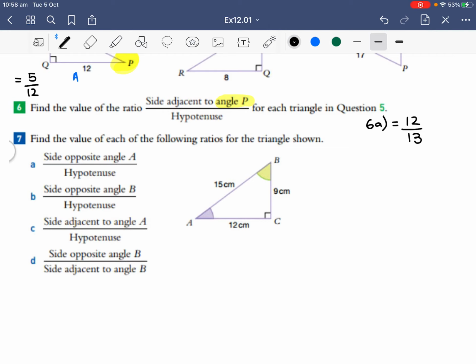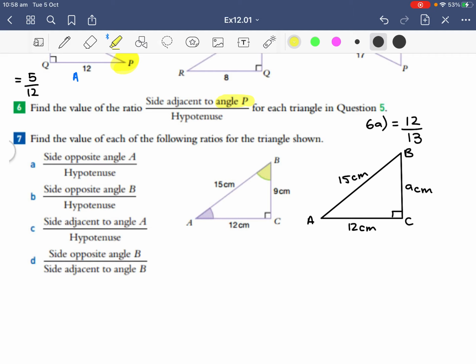Finally, for question 7, we want to find the value of each of the following ratios for the triangle shown. So it's going to look at angle A and angle B differently. So what I would do is draw the triangle or copy the triangle out so that I have two versions of my triangle, exactly how it is. So this is angle BAC. That's worth 12 centimeters, 9 centimeters, and 15 centimeters.